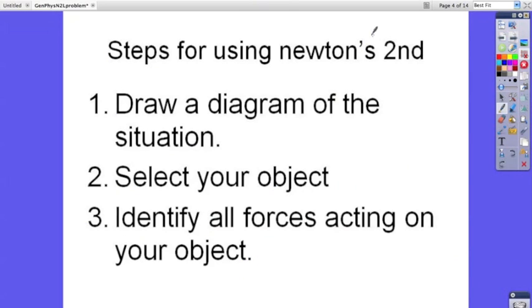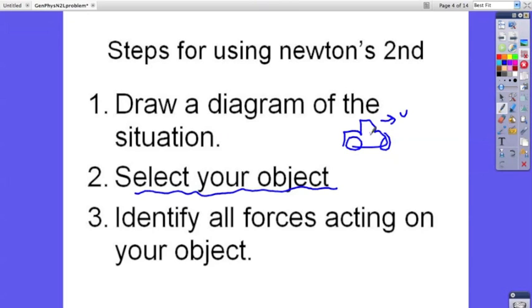In solving problems using Newton's second law, there are some steps that you need to follow. Draw a diagram of the situation. That's just a sketch. It's not necessarily a free body diagram. It's some of the things you've seen me draw. You know, I have a car and it's driving down the road with a certain velocity. It just kind of helps you get the situation in your head. So just a sketch. Select your object. We work with one object at a time.